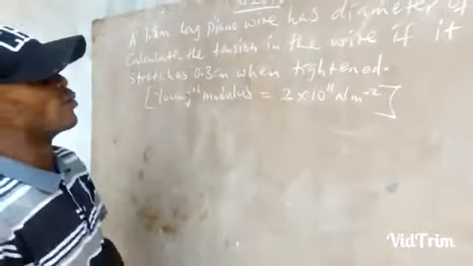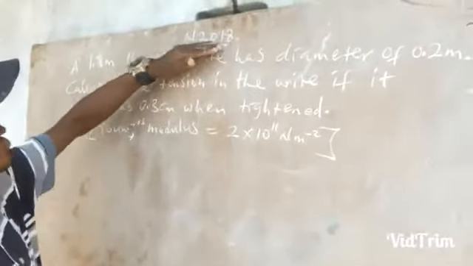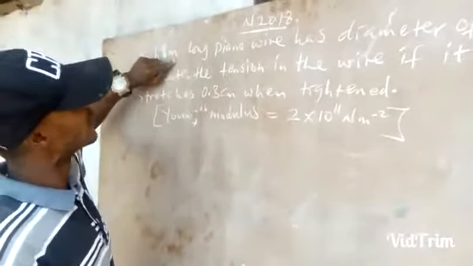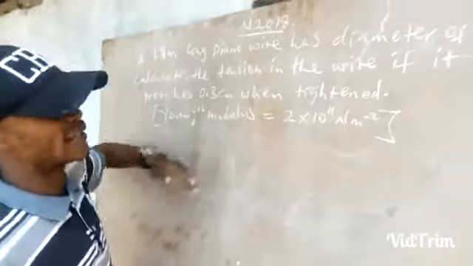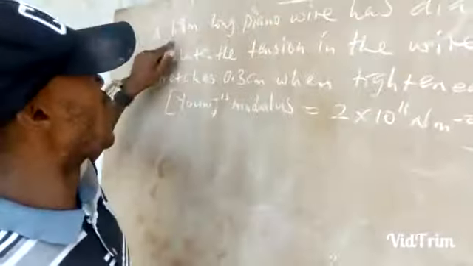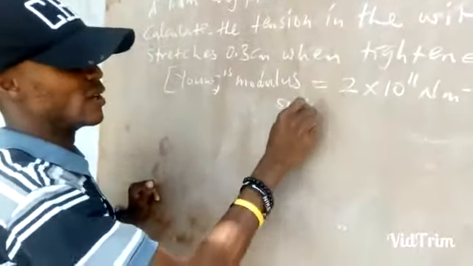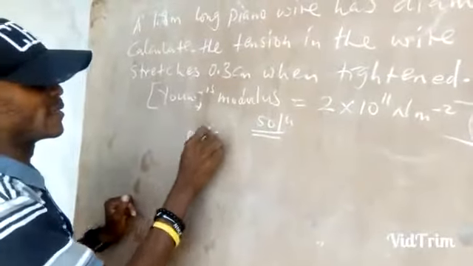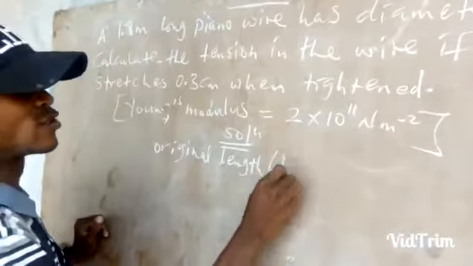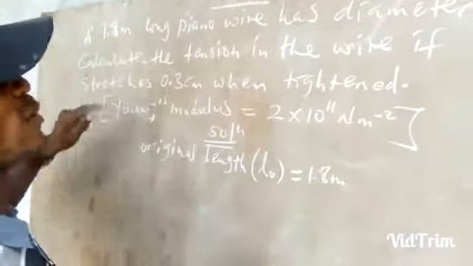The other question came in private, from 2018, and it reads: a 1.8 meters long piano wire. There was a wire that was 1.8 meters long. That is the original length, L subscript 0, which according to the question is 1.8 meters. That is the length of the wire.